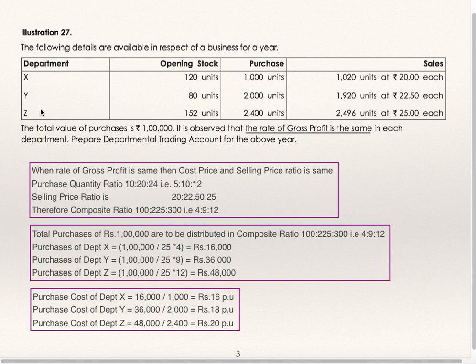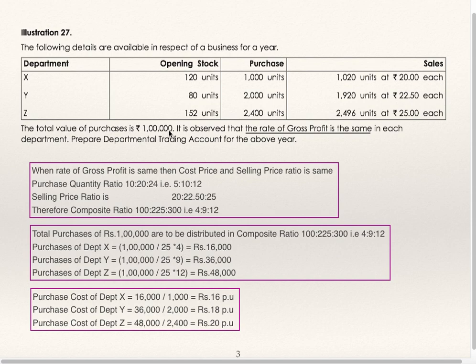Departments, three departments are there, X, Y and Z. Opening stock of all the three departments is given only in units, that is quantity. Purchases of all the three departments are given, again only quantity is given. Sales for all the three departments is given, but quantity as well as selling price per unit is also given.